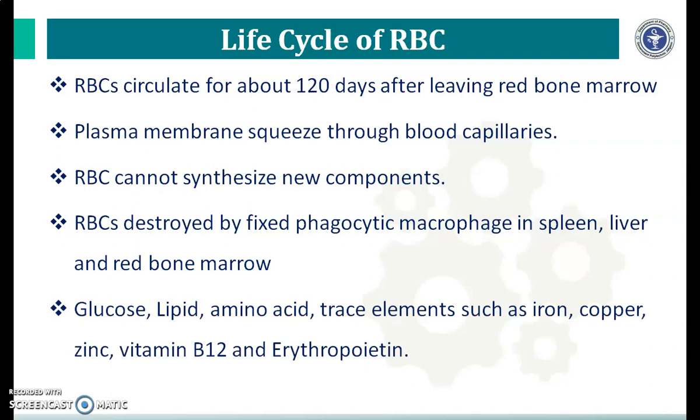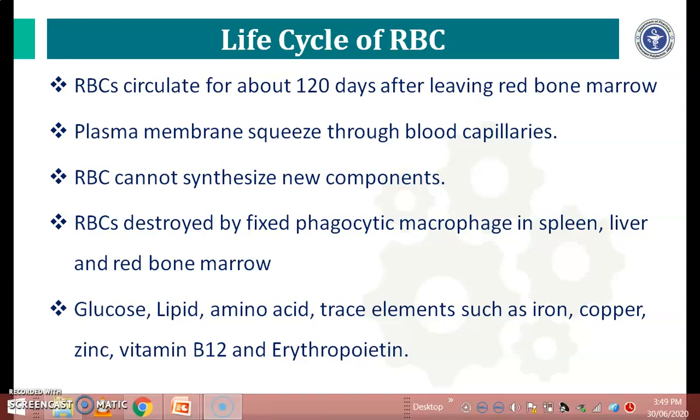The production of RBC in the bone marrow occurs at a very fast rate, more than 2 million per second. The raw material required is the same as that essential for production and maintenance of any cell, that is glucose, lipids, amino acids, as well as trace elements such as iron, copper and zinc. It also requires vitamin B12 and erythropoietin, which is a hormone synthesized and secreted from the kidney.